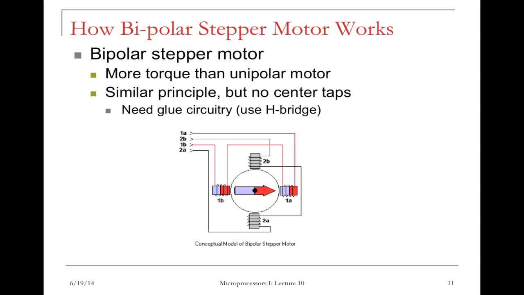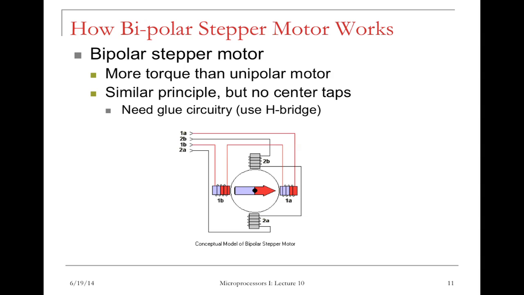It's called a bipolar step motor. And the example we discuss in the next few slides are based on this type of motor. It's a bipolar stepper motor. It has more torque than a unipolar step motor because the current is charged on both coils.